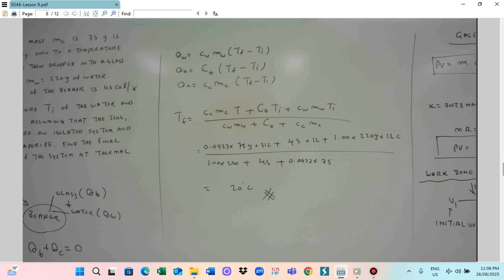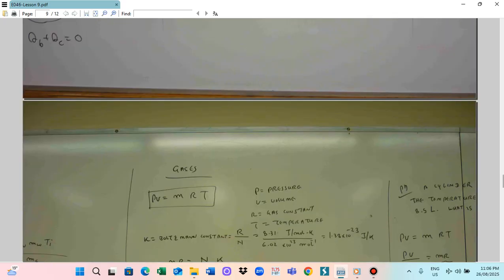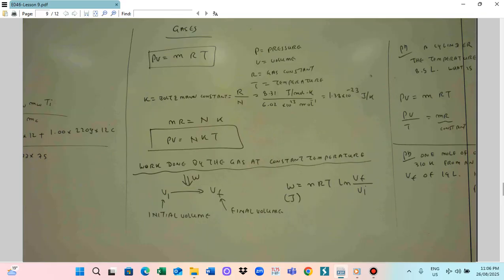So this is the Cw. Cw will be 1.00 into the Mw, which is 220, plus Cv, so Cv is 445, plus Cc, Cc is 0.0923 into 75. So by solving this one, you get 20 degrees centigrade. So the final temperature is 20 degrees centigrade.